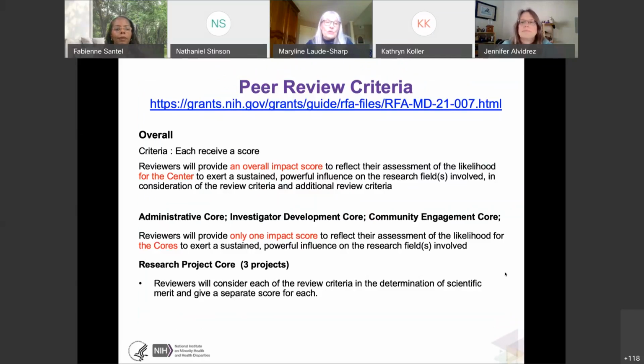So for the overall, each criterion will receive a score, and the reviewer will provide an overall impact score to reflect their assessment of the likelihood for the center to exert a sustained, powerful influence on the research field that is involved, in consideration of the review criteria and also additional review criteria. For each of the cores, the reviewer will provide only 1 impact score to reflect their assessment of the likelihood for the core to exert a sustained, powerful influence on the research field. For the 3 research projects, the reviewer will consider each of the review criteria in a determination of the scientific merit and give a separate score for each. Next slide.